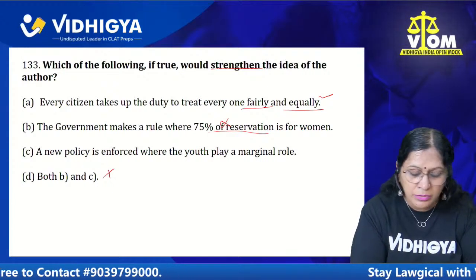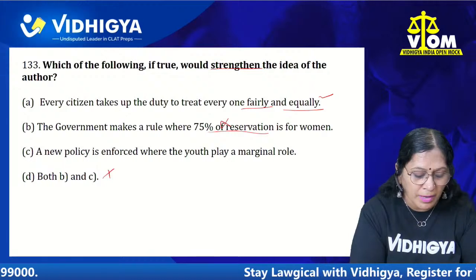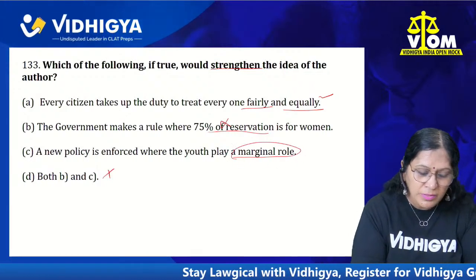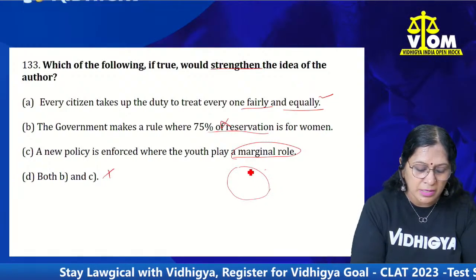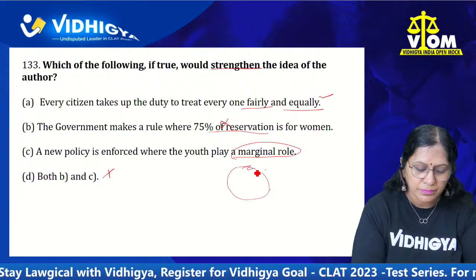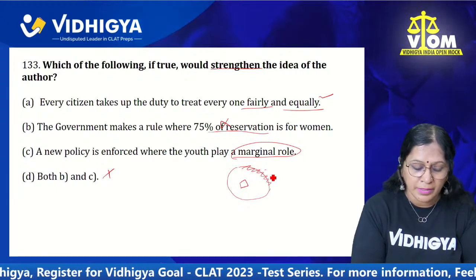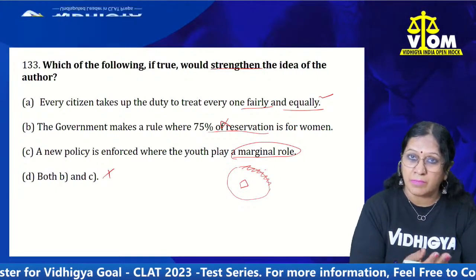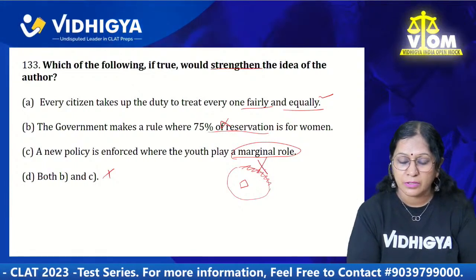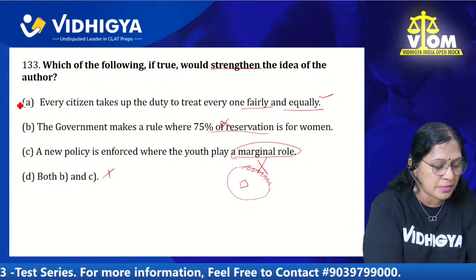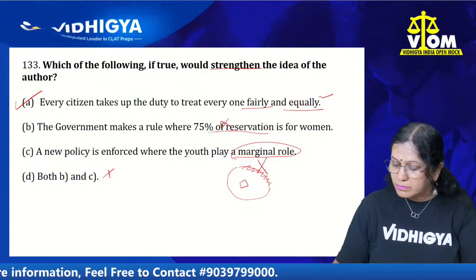Right. So I don't need to check the C1 only. A new policy is enforced where the youth play a marginal role. Marginal role means margin is only going to the outskirts. अगर ये circle है तो this is the margin. Right. This is the central point. But then the youth are playing a major role, not a marginal role. So this is out. So we have A as the answer. Clear? I hope you have understood.